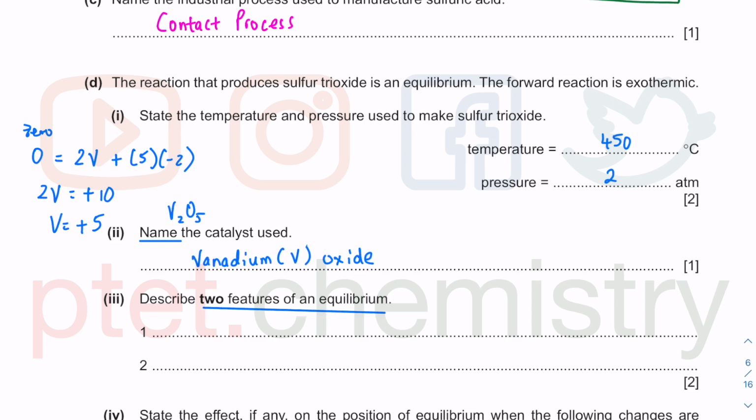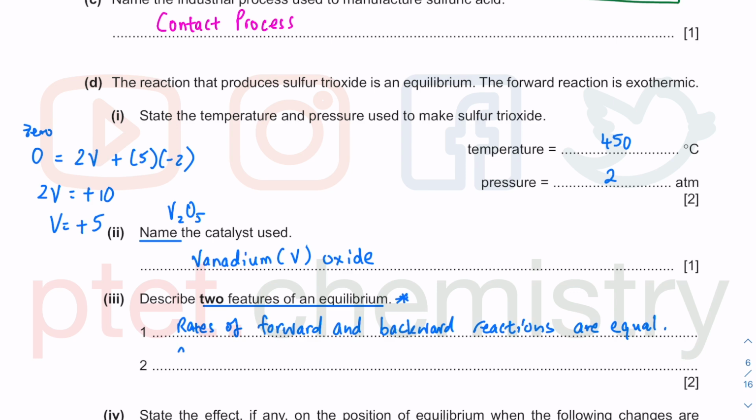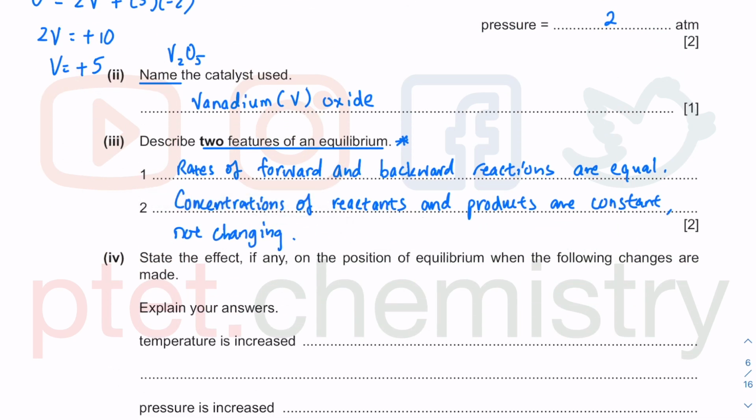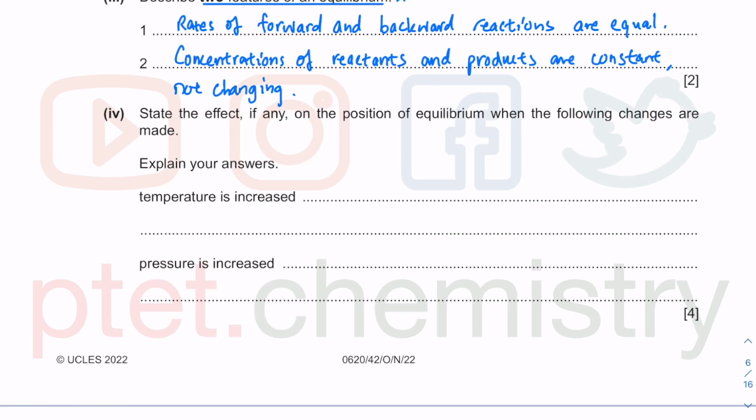Describing 2 features of equilibrium. This is basically the definition of dynamic equilibrium. We know that the rates of the forward and backward reactions are equal. The second bit is about the concentrations. The concentrations of reactants and products are not changing at all. They are constant. They do not have to be equal, but they cannot change. So they do not have to be equal, unlike the rate, but they are constant for the concentration there.